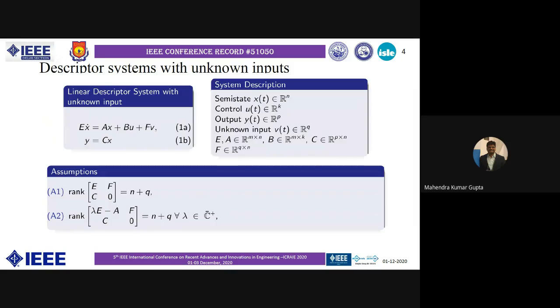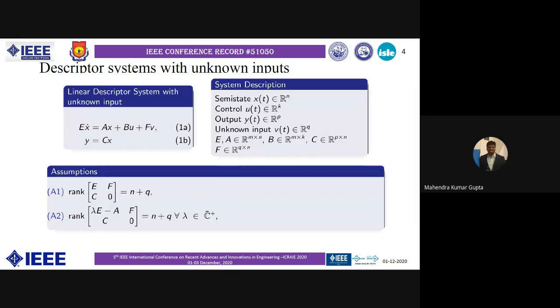Here is the system description. X is called the semi-state. U is control input vector. So that is the value that B provides to the system. Y is the output vector. So this is the value that we can measure from the system. There are some measuring instruments for that. Now V is unknown inputs. So these are the inputs which are affecting the system, but we don't know the value of it. E, A, B, C, and F are the known and constant matrices.